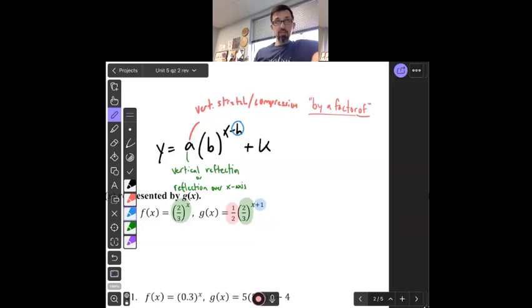Remember, H is your shifts left and right, but it's a liar. I do expect to see that verb there. It's not just left 2 units, it's a shift left 2 units. You need to have a verb. Or it's a move left 2 units.